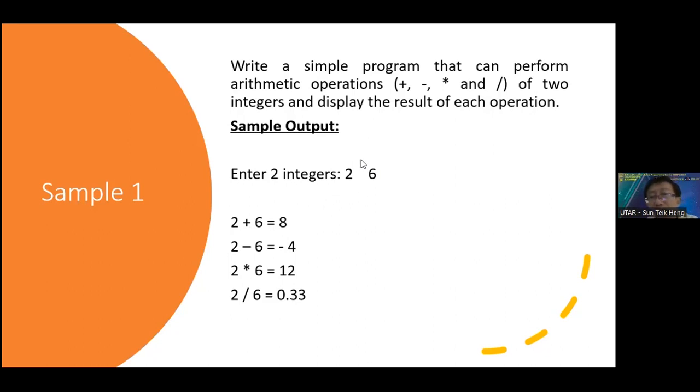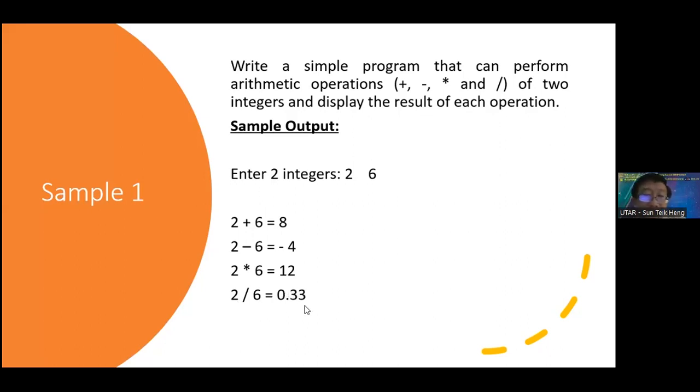Your program will also compute 2 minus 6, which is minus 4, and output 2 minus 6 equal to minus 4. The program will then compute 2 multiply 6, which is 12, and output 2 multiply 6 equal to 12. Finally, the program will compute 2 divided by 6, which is 0.33, and output 2 divided by 6 equal to 0.33. See that we fix it to 2 decimal places.